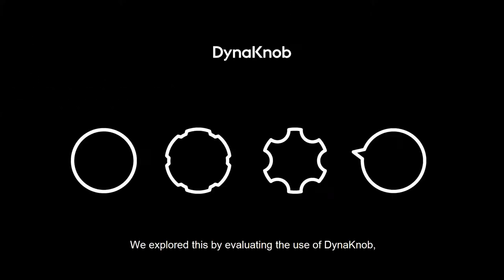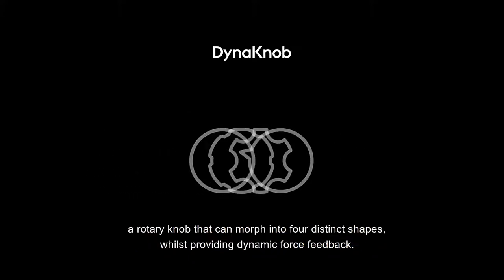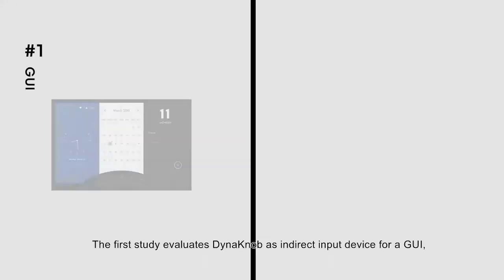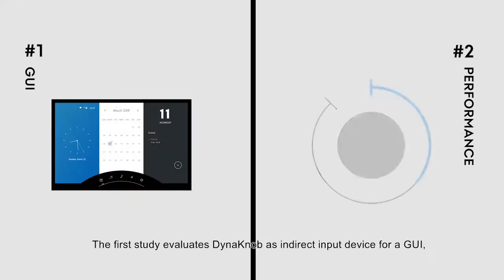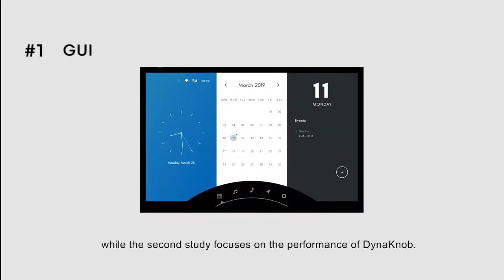We explored this by evaluating the use of DynaKnob, a rotary knob that can morph into four distinct shapes whilst providing dynamic force feedback. We present two studies. The first study evaluates DynaKnob as indirect input device for a graphical user interface, while the second study focuses on the performance of DynaKnob.